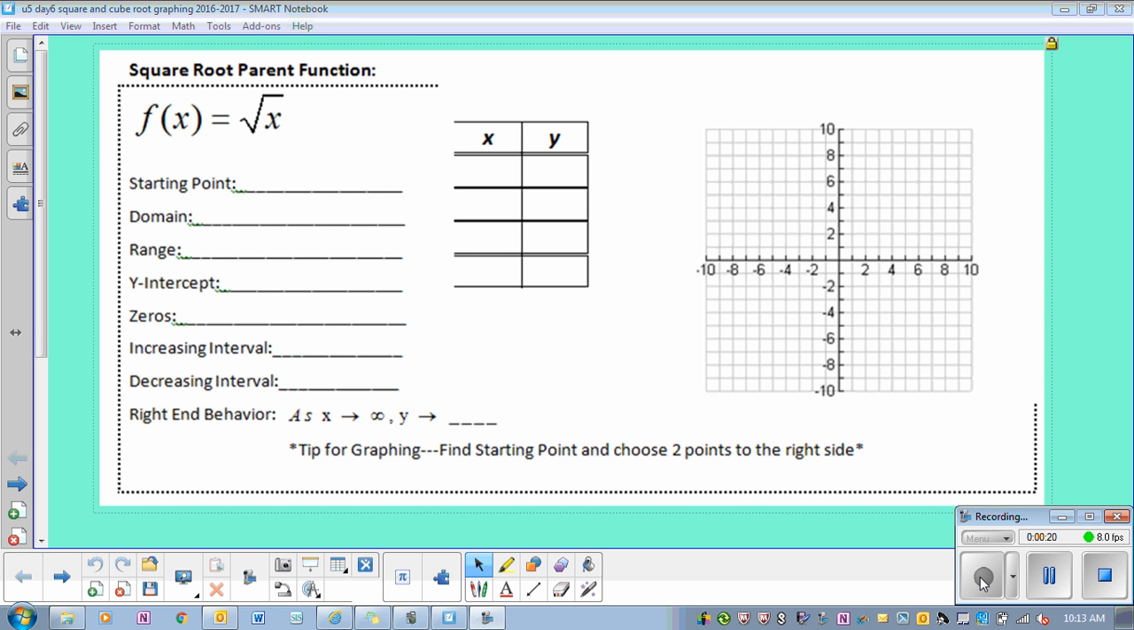And guys, you know we always talk about the parent function, which is basically the most basic form of that function, right? So the square root parent function is this guy: f of x equals the square root of x, okay? So let's go to our calculators, because anytime we see f of x or y equals, let's go and graph it. Let's see what it looks like.